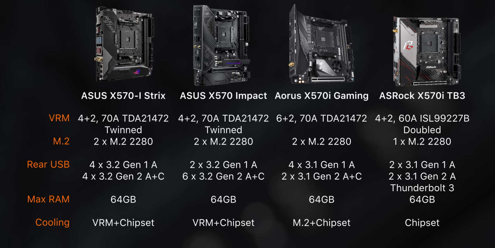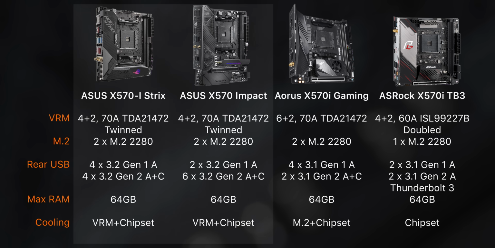So the VRMs on all of these boards are capable of running a 16-core 3950X, but for argument's sake, the ROG Strix and Crosshair 8 Impact do have the strongest VRM in terms of total output. There, the CPU power is split over the larger number of power stages, and that means that the heat produced is dissipated over a larger area also. The Strix and the Crosshair 8 Impact are also the only two boards with active VRM cooling, whereas with the other boards, you'll just want to make sure that you've got enough airflow over the motherboard.